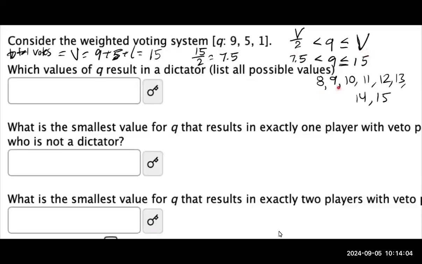Now, because we only have 8 different values for Q, we're going to use the process of elimination. Is Q 8 here? Does it meet the requirements for this problem? If the quota is 9, does it meet the requirements? We're just going to guess and check, and the ones that don't work we'll cross off, and the ones that do we'll list as the answers. So it says, which Q results in a dictator? Let's look at 8.